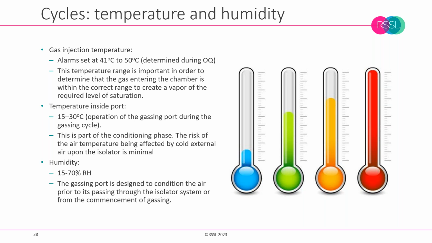Every isolator is different. This particular isolator, which goes back to the ones we looked at earlier, required gas injection temperature to be between 41 and 50 degrees Celsius. And that is a key parameter for how well the vapor operates. The temperature inside as well was really important, as was the humidity. So we need to understand all of those to show that we can get a consistent and reproducible cycle.